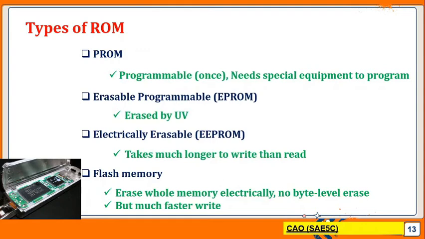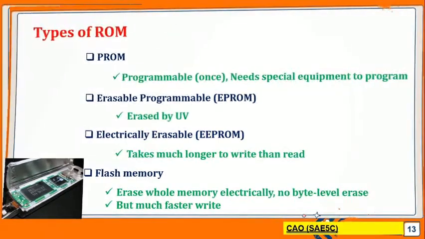So there are types of ROMs available. First one is the programmable ROM. Next one is erasable. Next one is electrically erasable. Then we have the flash memory, which in technical terms is called flash memory, and traditionally we call it USB or pen drives.